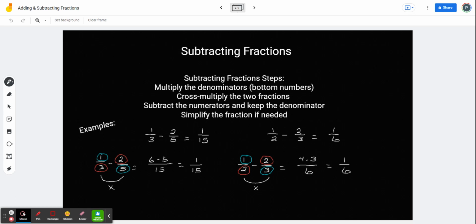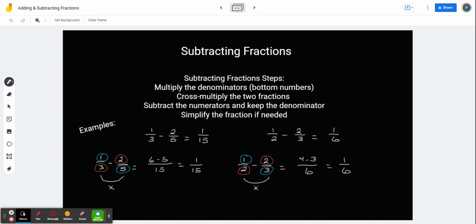First step, multiply the denominators. Those are the bottom numbers. So 3 times 5 equals 15. Cross multiply the two fractions. 3 times 2 equals 6. 1 times 5 equals 5. Now we're going to subtract the numerators and keep the denominator. 6 minus 5 equals 1. The denominator is 15. The answer is 1/15.